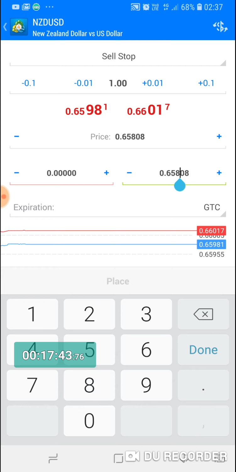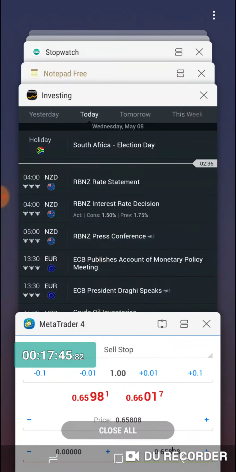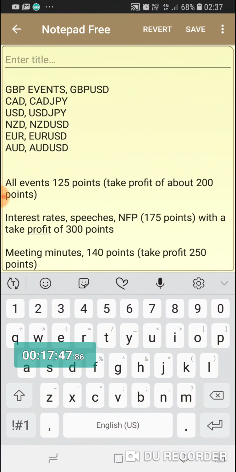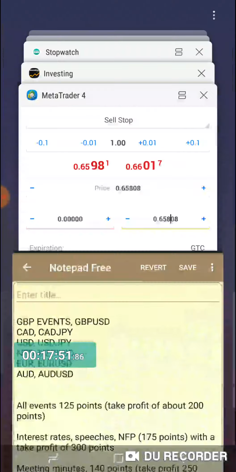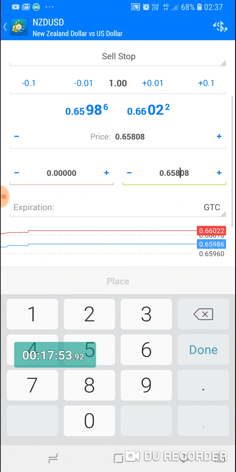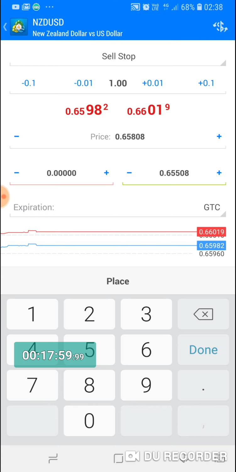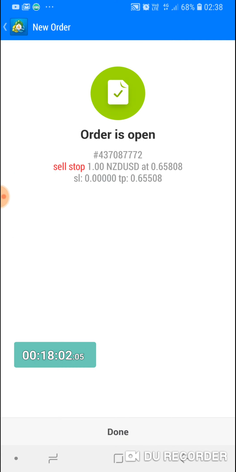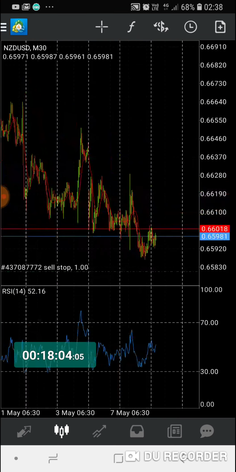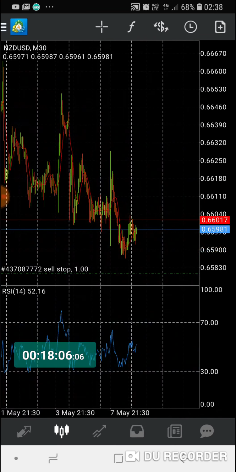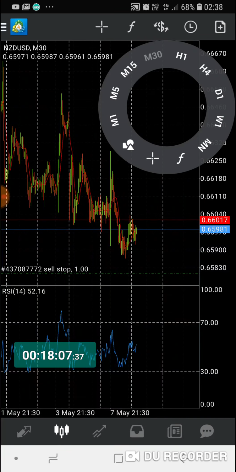Then that's when I can actually put in the take profit. Remember, the take profit for interest rate, speeches, and NFP, it's 300 points. It means that I need to make my take profit 300 points. I must minus 300 points from this, which is going to be 508. Then I place. Now, let's take a look. Let me switch to a bigger time frame so you can get to see the take profit.